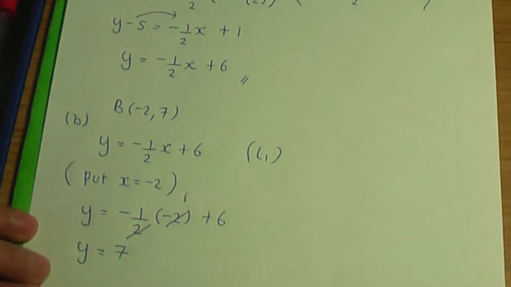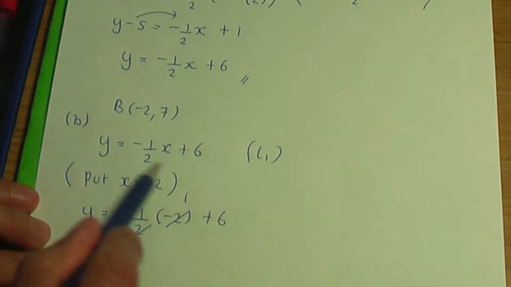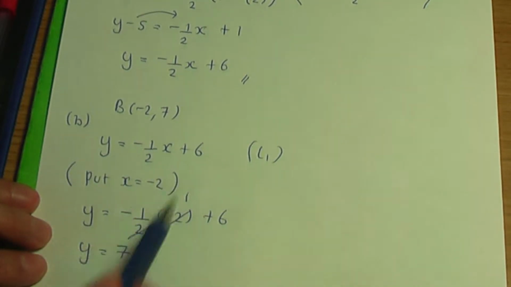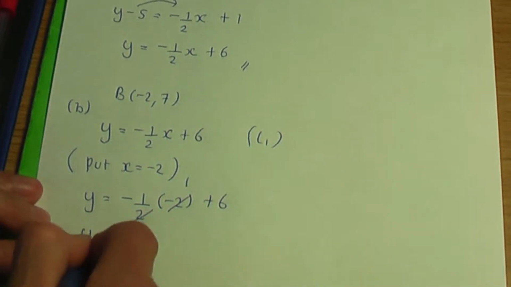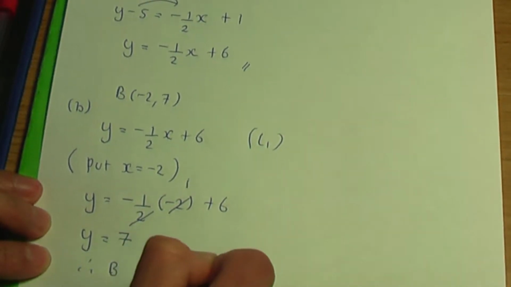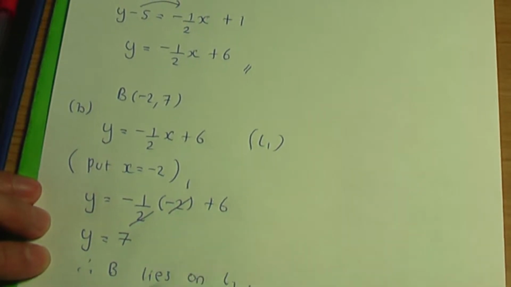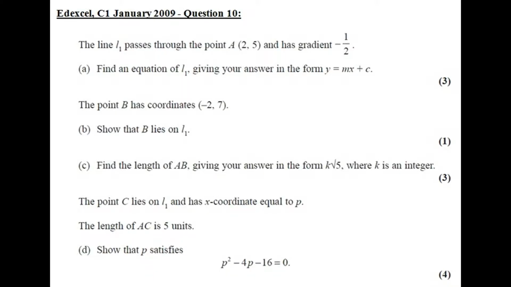Plus 6 is 7. So when you replace x equals minus 2 into the equation of L1, we had the corresponding y coordinate of 7. And this means that B lies on L1. So that should be the solution to part B. Let's go back to the screenshot. So we have another couple of parts to do.